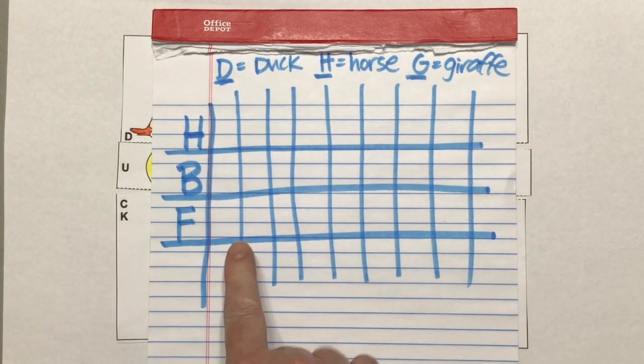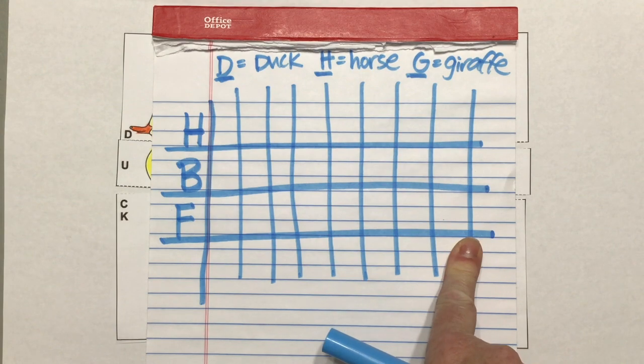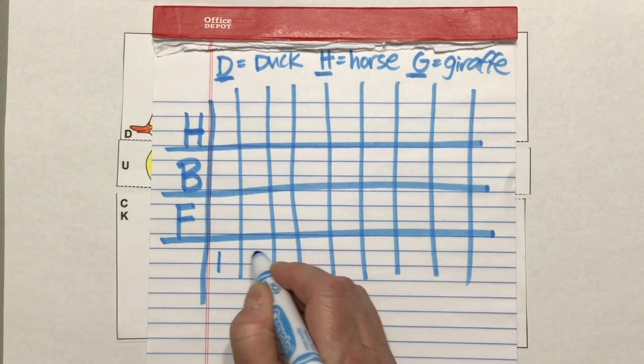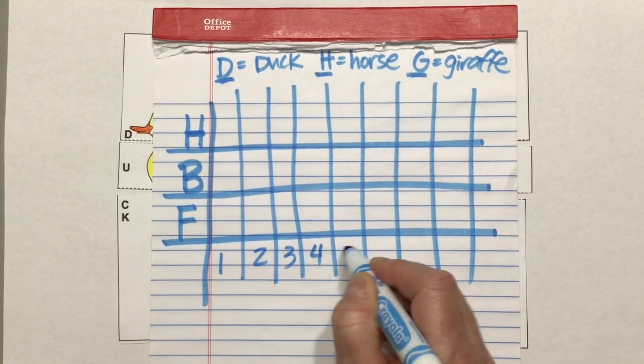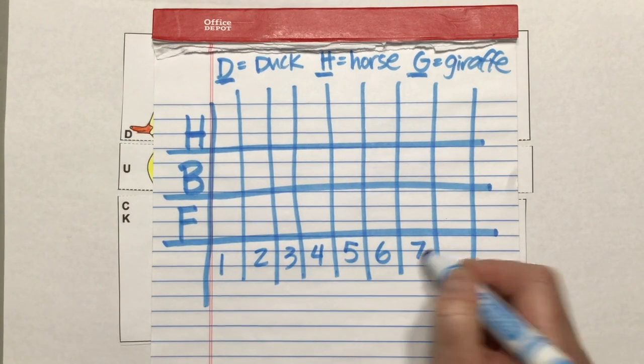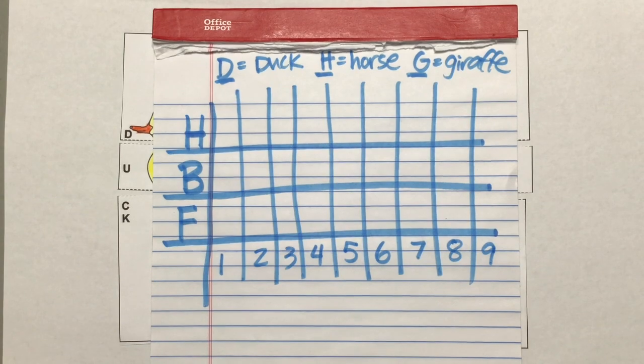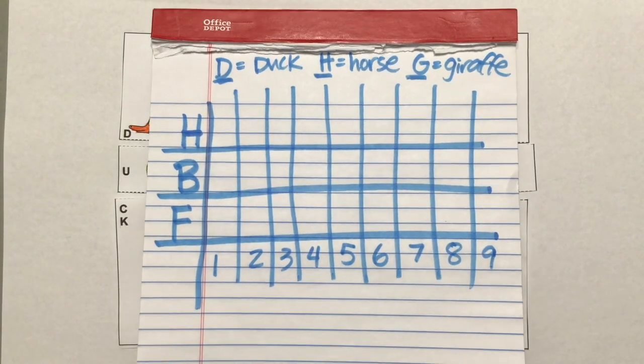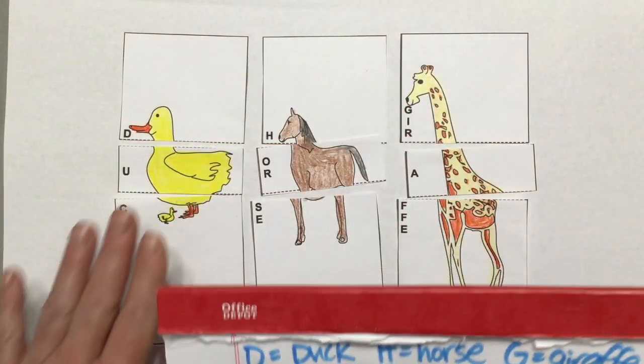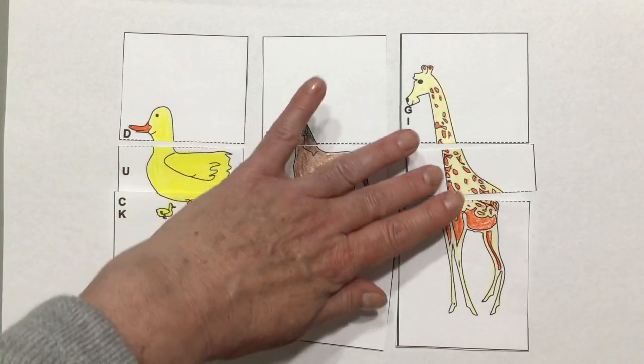So see if this graph helps you organize your thinking to find out how many different ways, how many combinations you have with your 3 body parts, and you're going to mix them all up to see which different kinds of animals you can make.